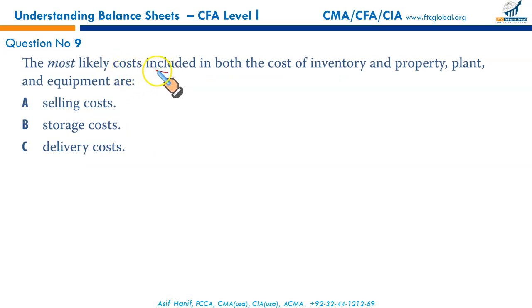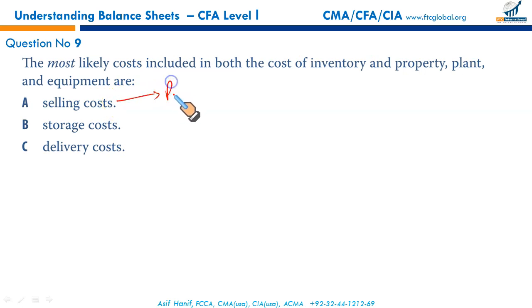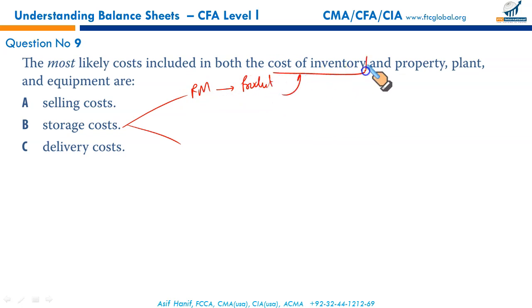The most likely cost included in both the cost of inventory and property, plant and equipment is: selling cost? Selling cost is a period cost. It is incurred as an expense in the period it is incurred. Storage cost is considered a period cost. This is a very fine point that CMAs would normally know: a storage cost specifically incurred for raw material is considered part of product cost or the cost of inventory. But storage cost for finished goods, once the goods are completed, is considered a period cost.